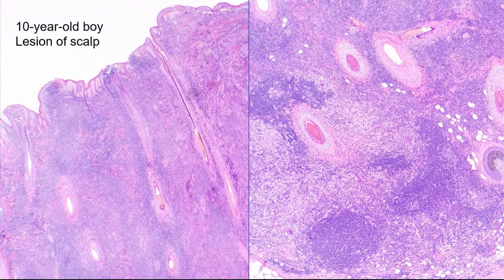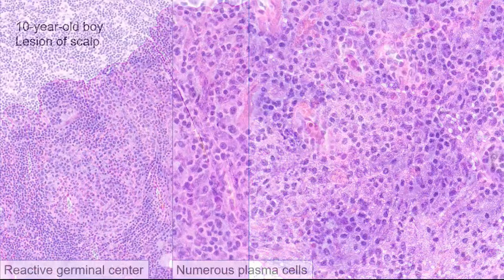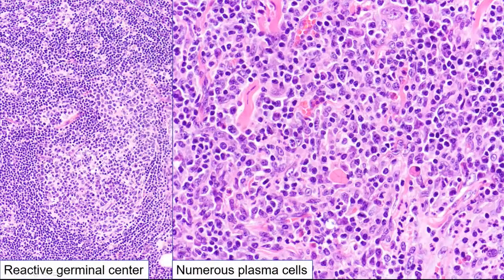10-year-old boy, lesion of the scalp. You see, well, typical of scalp, we have these well-developed hair follicles, and here we have a dense lymphoplasmacytic infiltrate. So it's quite an extensive infiltrate, goes quite deeply into the dermis. And when we look around, we see that there are many small lymphocytes. Here in the left panel, you can see that there's a reactive germinal center. It's a little bit irregular, but it looks like a reactive germinal center.